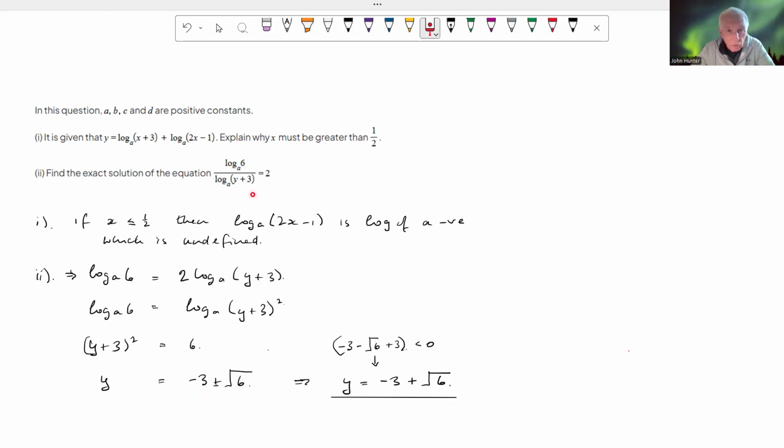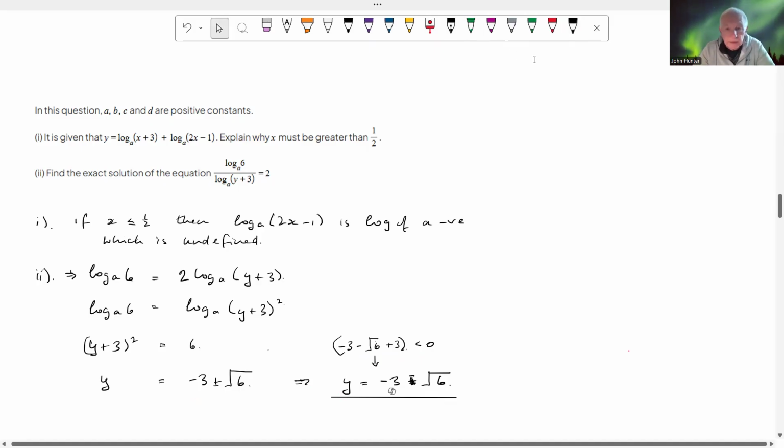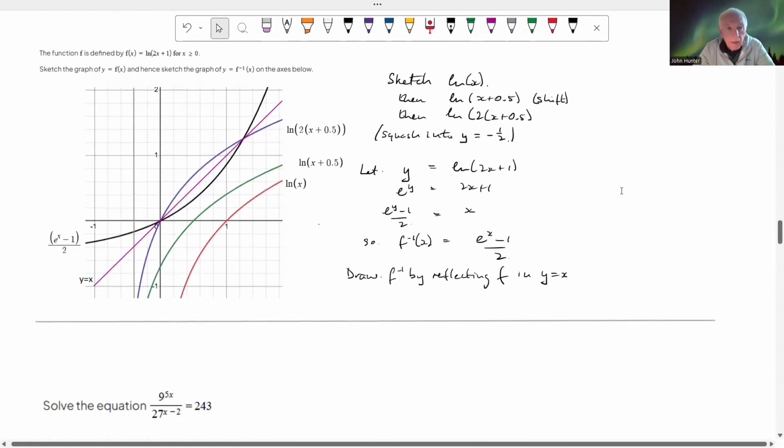In this case, of course, we've got log of y plus 3. So if we take the positive solution there, we're going to have something which is less than 0, which again we can't have. So we're just going to take the negative solution, like what I've actually got there. So it's actually the negative solution we've got there. So that is our solution.